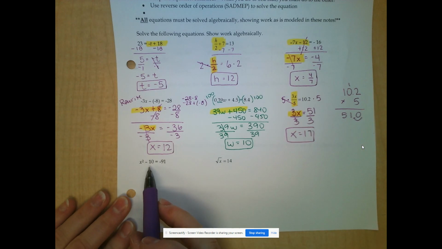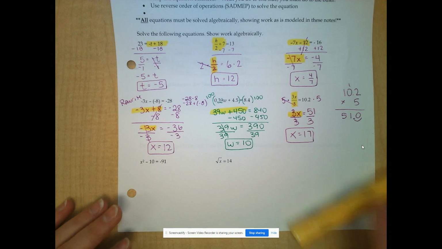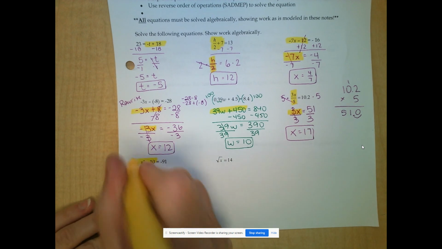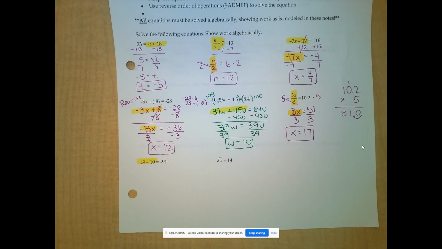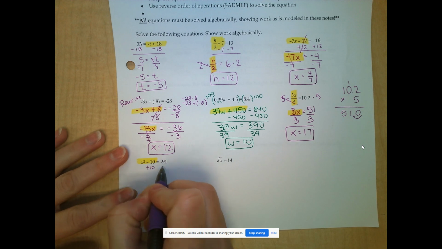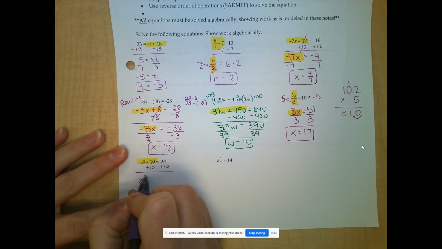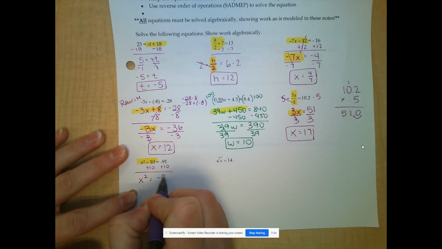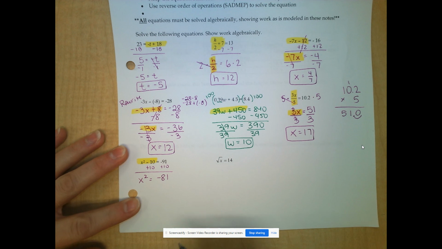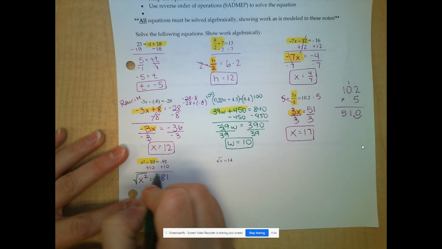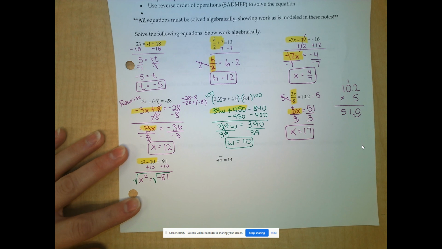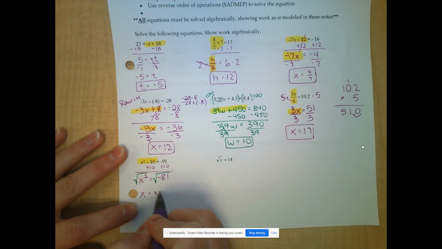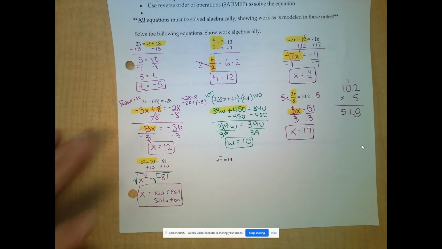And then we've still got our squares and our square roots. So this will work the same way. We want to get rid of any addition or subtraction first, always looking at the side with the variable. So I want to get rid of that minus 10 with a plus 10 on both sides. X squared equals negative 81. And hopefully you already see this coming. If I square root both sides, the inverse of squaring is square rooting, I'm going to get x equals no real solution. Why? Cannot square root a negative number.